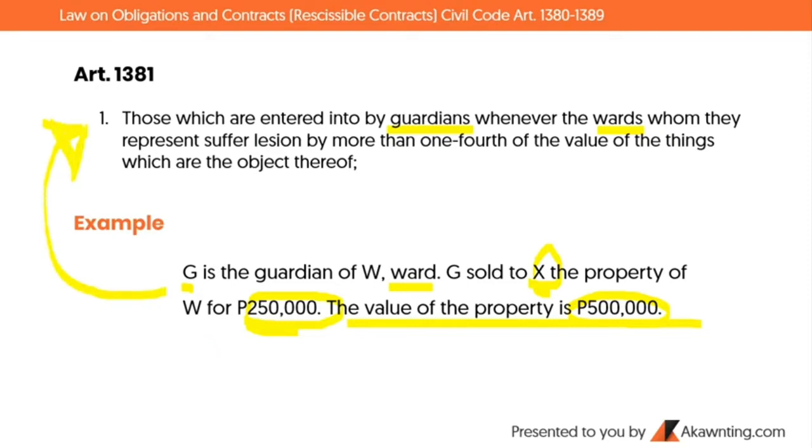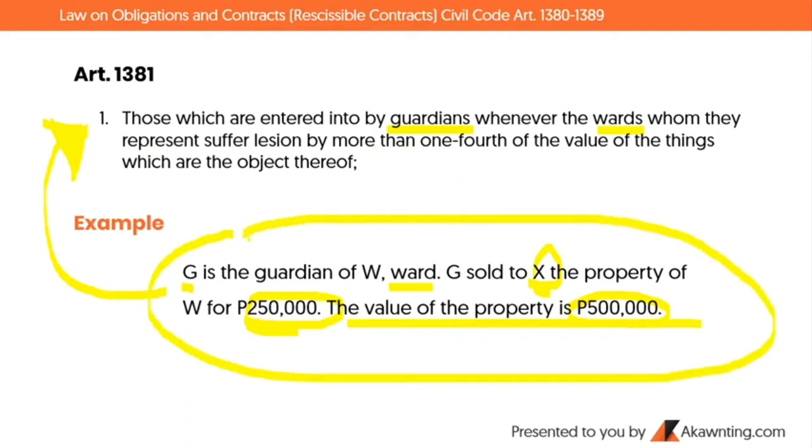Tugmang-tugma. Kasi, tignan nyo mabuti, okay? Kasi madalas sa mga exams natin and quizzes, okay, may konting babaguhin lang dito. Sa example, may konting babaguhin lang dito. Maaaring hindi na siya rescissible kasi hindi siya tugmang-tugma doon sa binabanggit or nakastate doon sa Article 1381. So, i-analyze natin. Ang nagbenta, sino? Si guardian. Okay, si guardian.